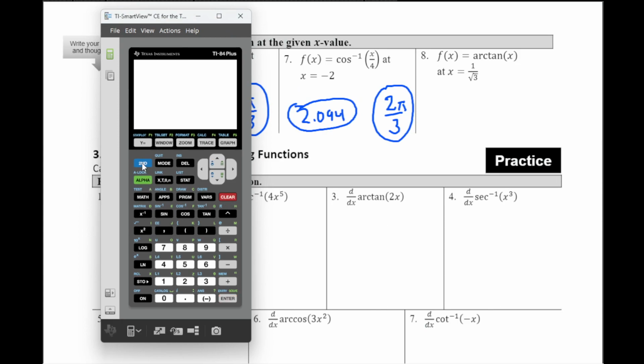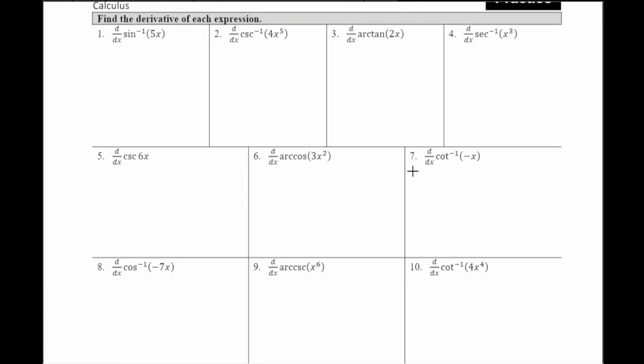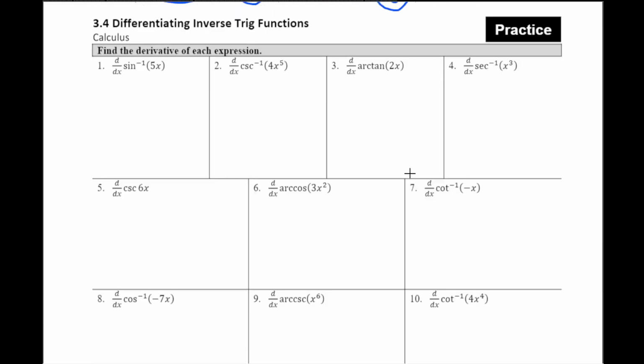And this last one here, arctan of 1 over root 3. So arctan of 1 over the square root of 3. That's 0.524. If it's exact mode, it's also pi over 6. If you can do these without a calculator, that's great, but if you need to use it, that's totally acceptable. You can go ahead and do these practice questions here.